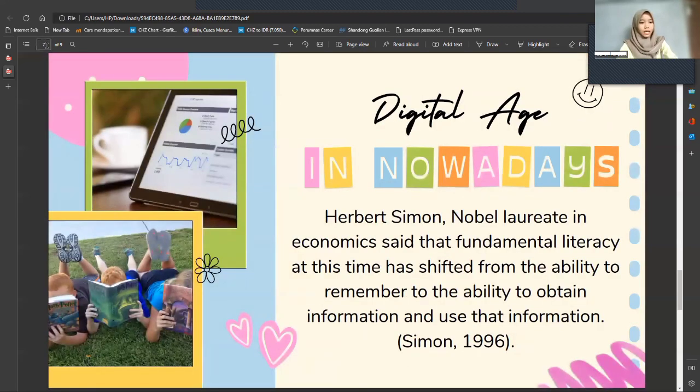Okay, how about the digital age nowadays? Herbert Simon, Nobel laureate in economics, said that fundamental literacy at this time has shifted from the ability to remember to the ability to obtain information and use that information.